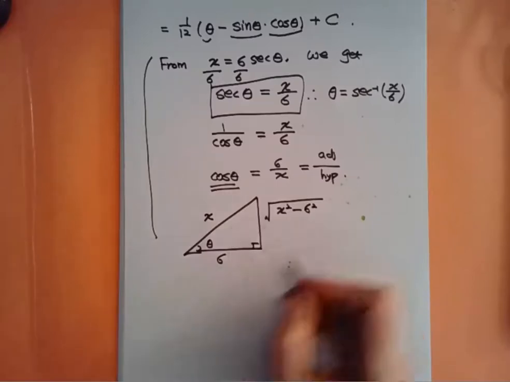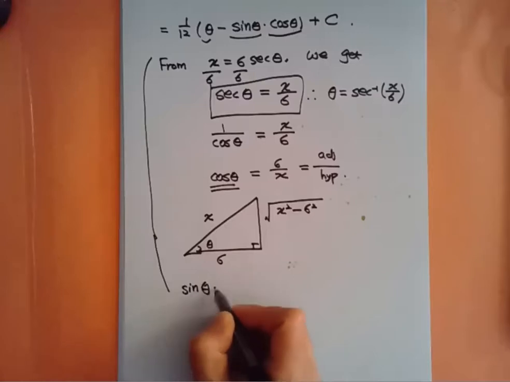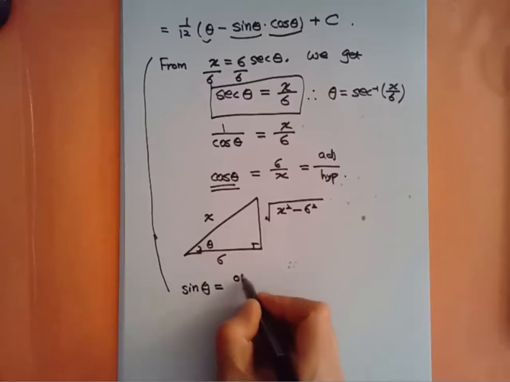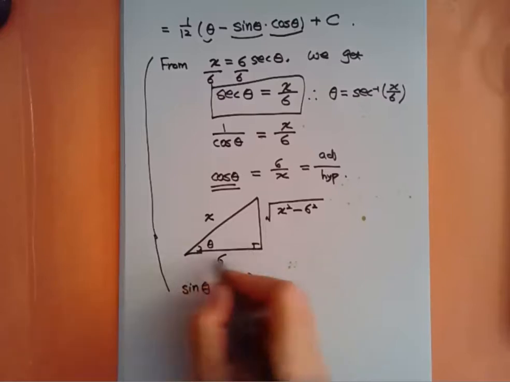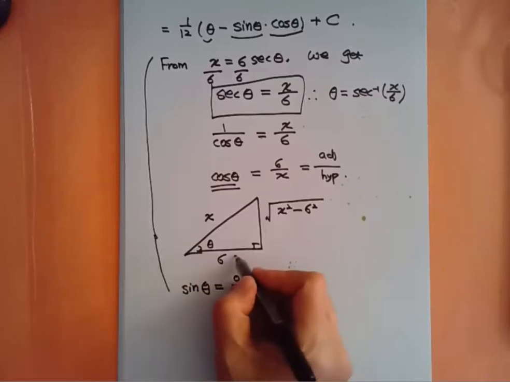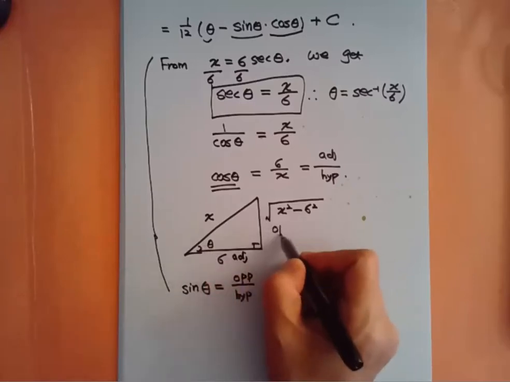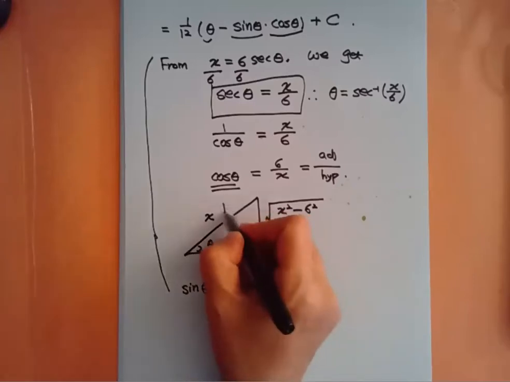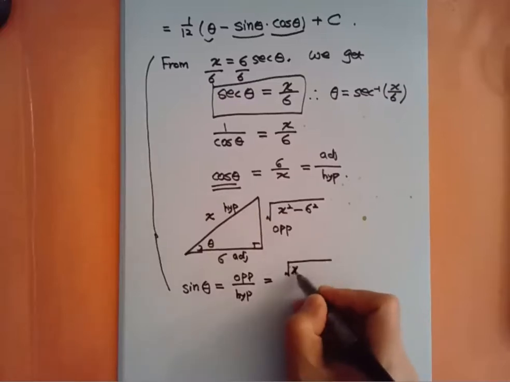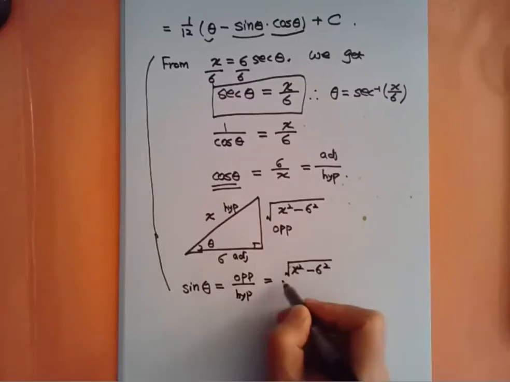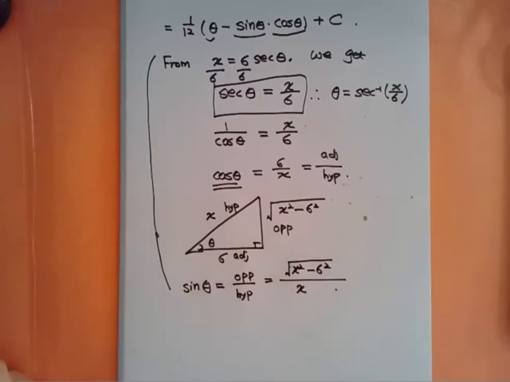From here, what do we get? We get sine. Sine of theta equals, that is opposite over hypotenuse. Here, theta is attached to the horizontal side, so that is adjacent. This is opposite, and x is hypotenuse. So opposite is square root of x² minus 6² over hypotenuse is x. So that is sine.